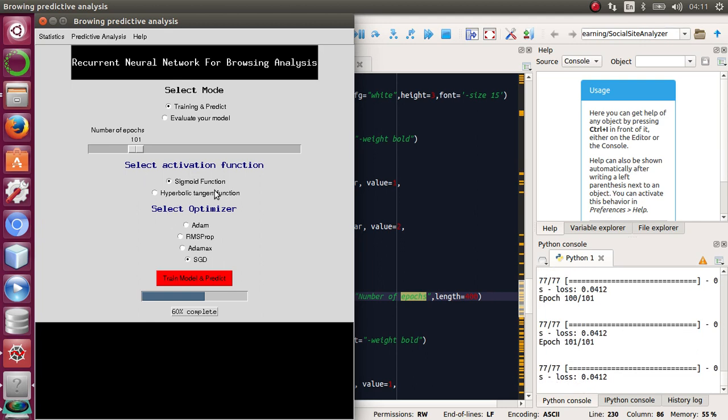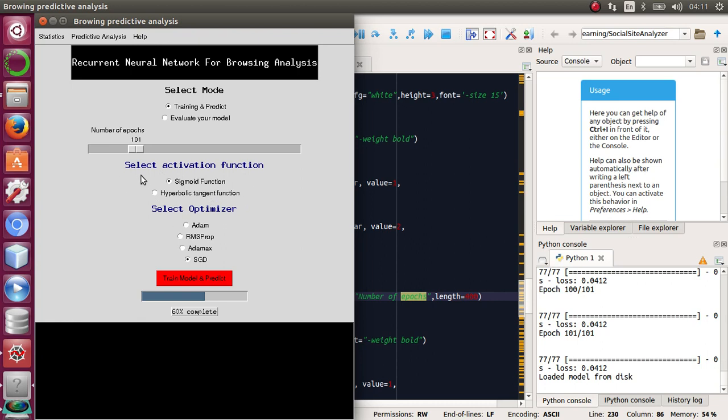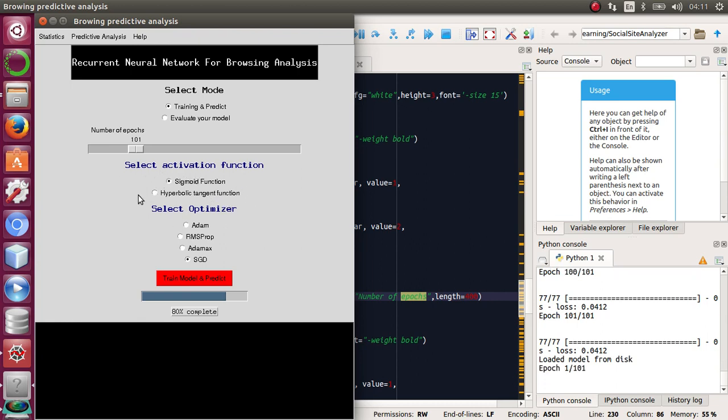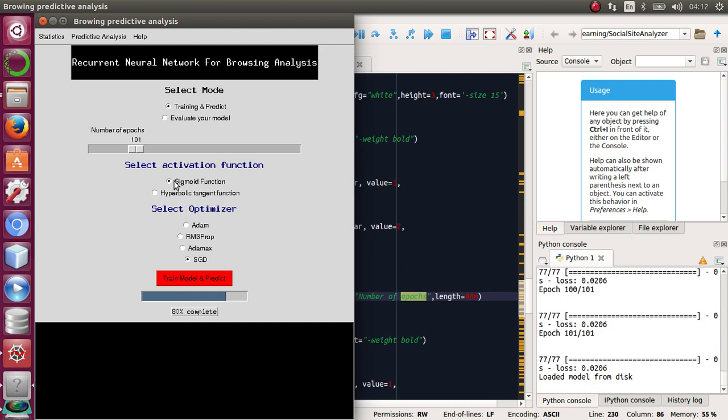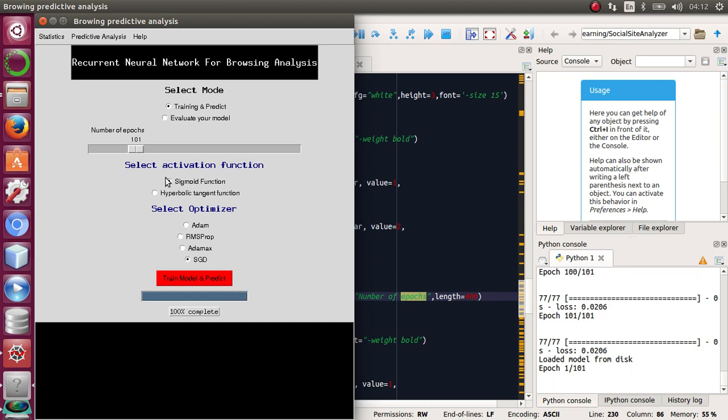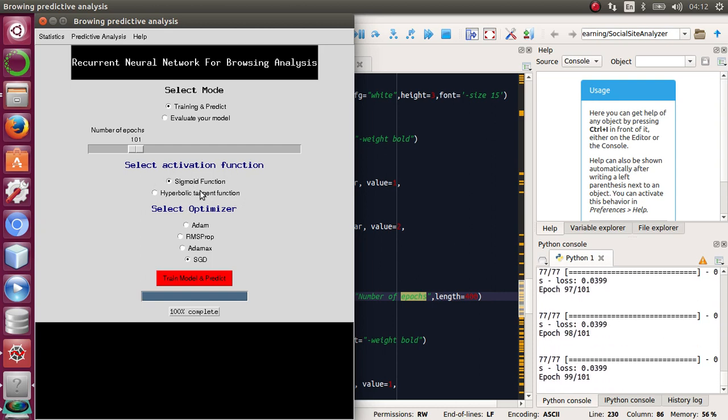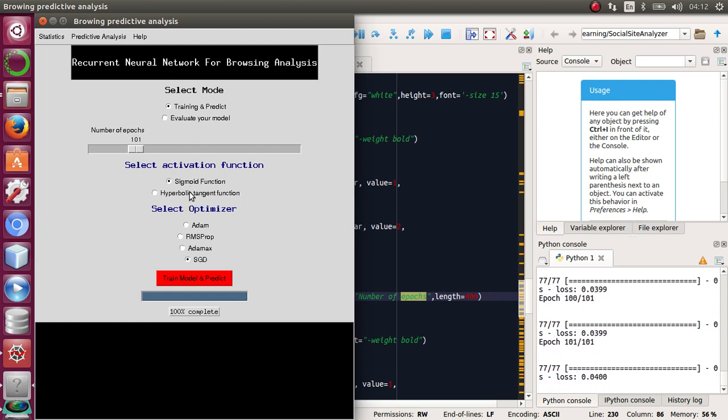Actually, we have four kinds of activation function. I have mentioned only two of them here because these two are able to work with continuous data, and the other two are actually for categorical data. So as I'm working with so much continuous data, I have decided to put these two activation functions in my project.